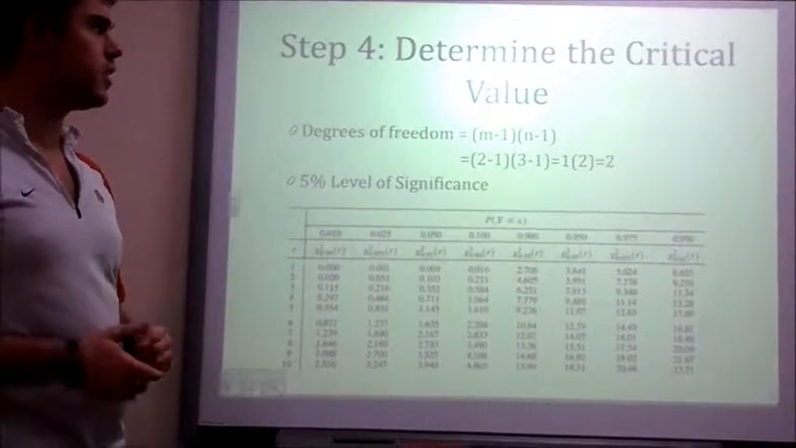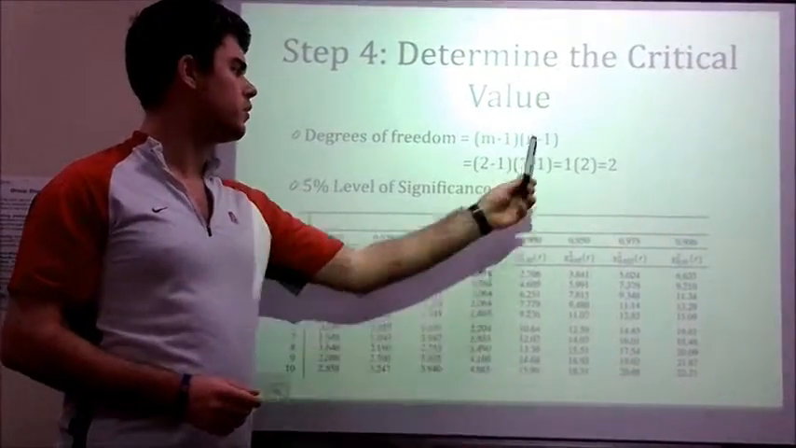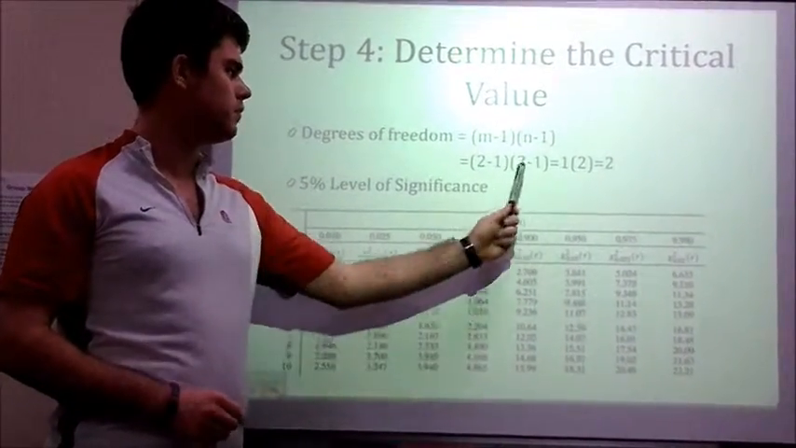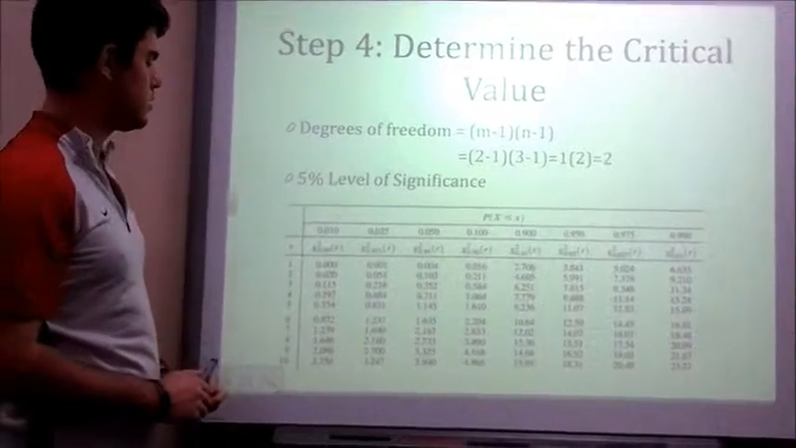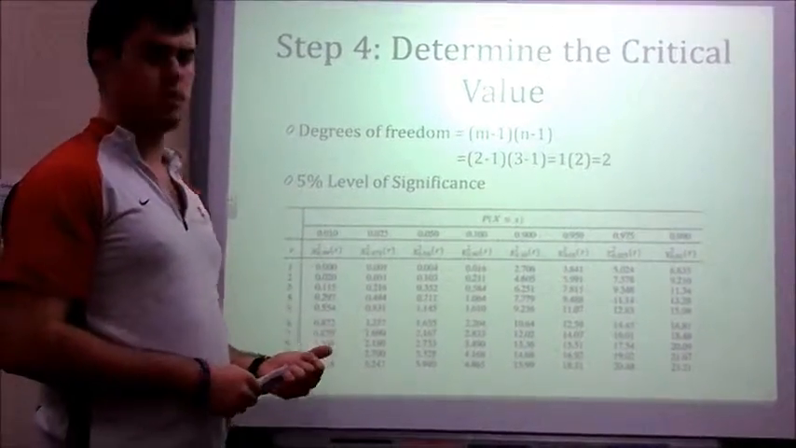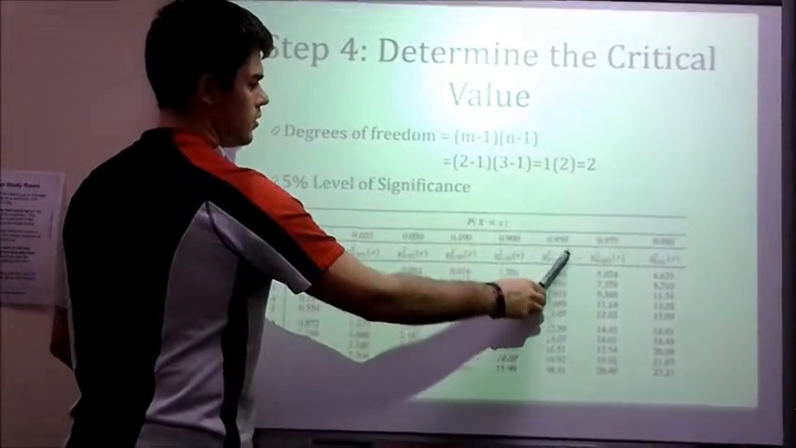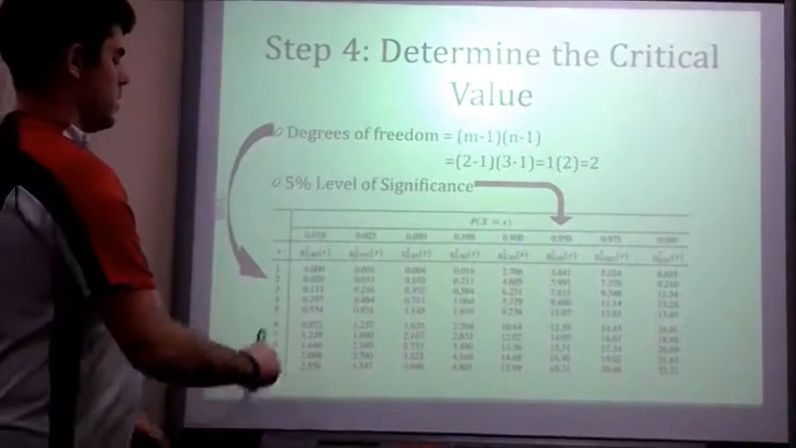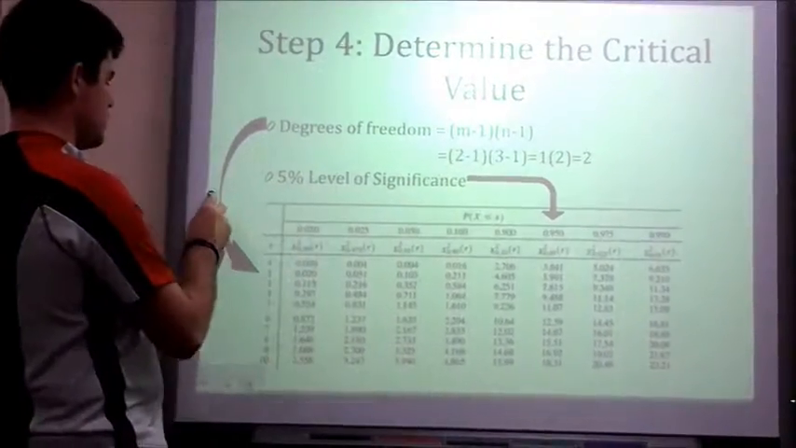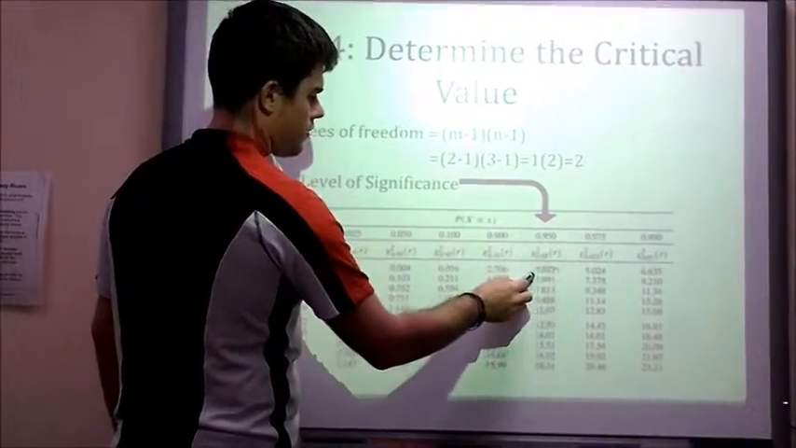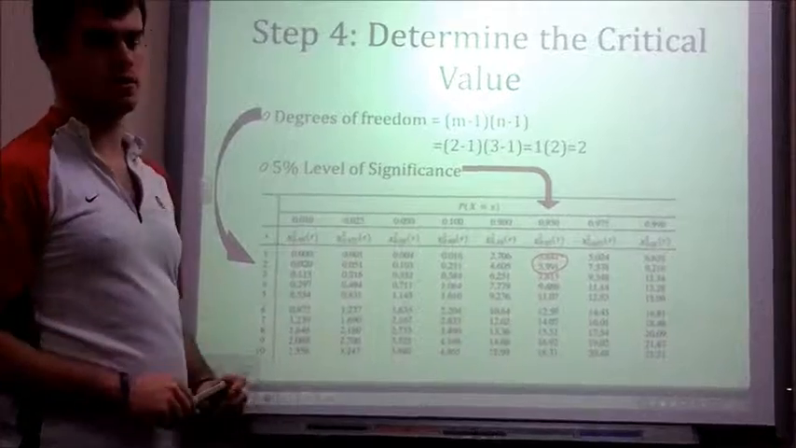Step 4. Determine the critical value. First of all, the degrees of freedom is given by the number of rows minus 1, times the number of columns minus 1. So the number of rows, 2 take 1, 1, 3 take 1, 2. Multiply them together, you get 2. So we know that 2 is our degrees of freedom. We want the test to be at the 5% significance level. So we'll be looking at the 5% column just there. Reading across from 2 and down from the 5% column, the value of 5.991 will be returned. 5.991 will then be the critical value for our test.